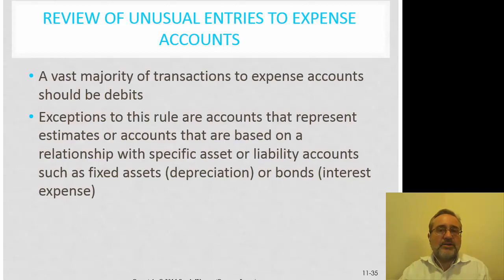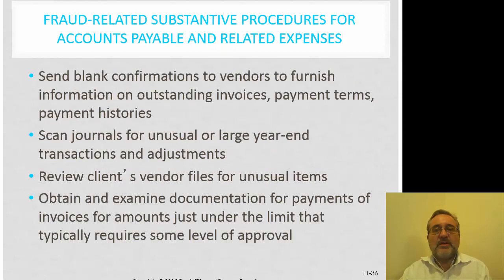Review of unusual entries to expenses, expense accounts. The vast majority of transactions should be debit transactions. So if we see an unusual amount of credit transactions, well, we need to find out why this might be. Exceptions to this rule are accounts that represent estimates or accounts that are based upon relationships with specific assets, depreciation, bonds, and so forth.